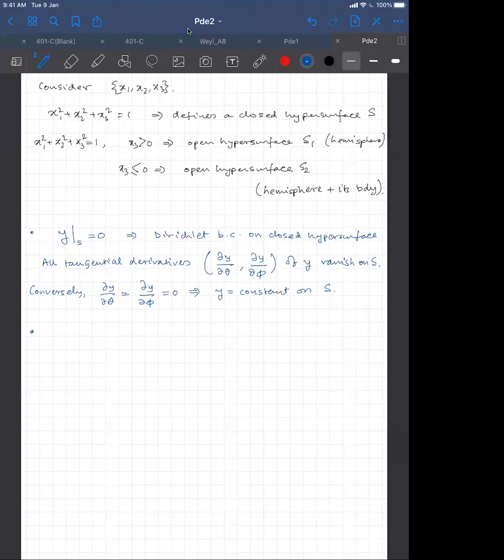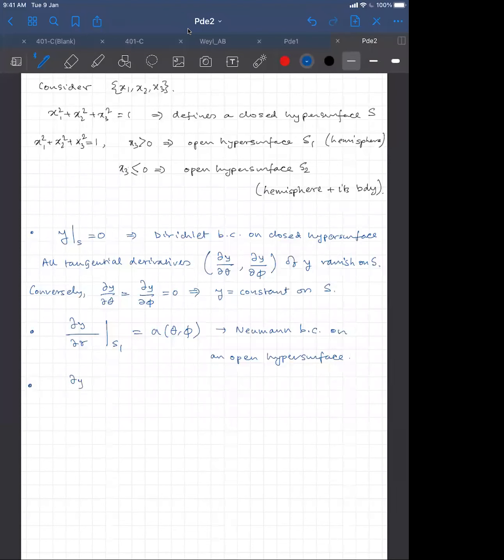Number two is if we specify del y del r on this S1 is equal to a of theta phi, this is going to constitute a Neumann boundary condition. So this is a Neumann boundary condition on an open hypersurface. Okay.